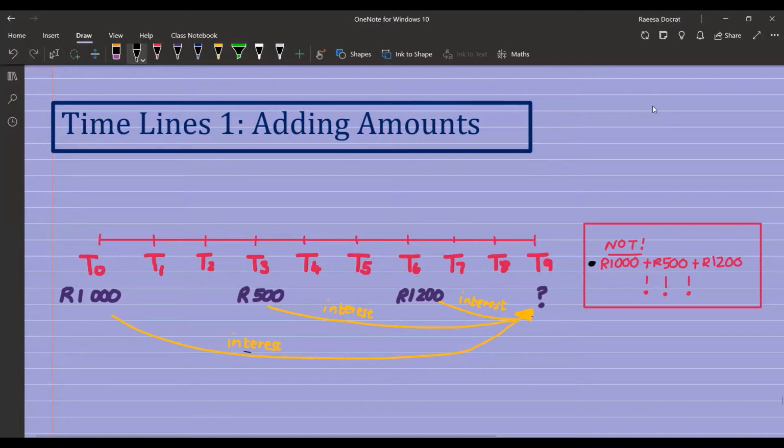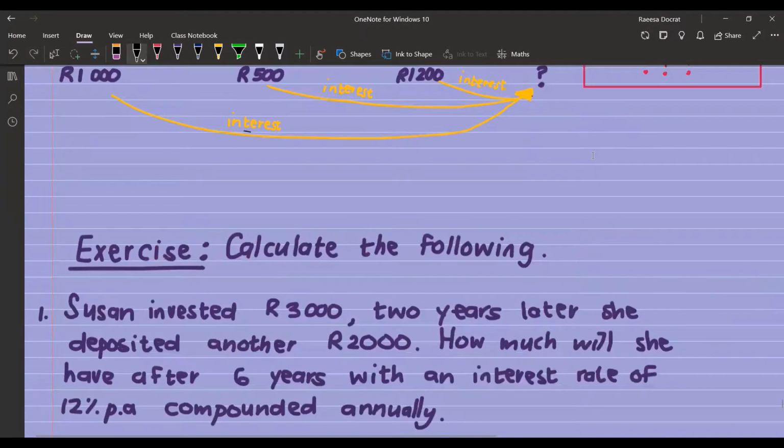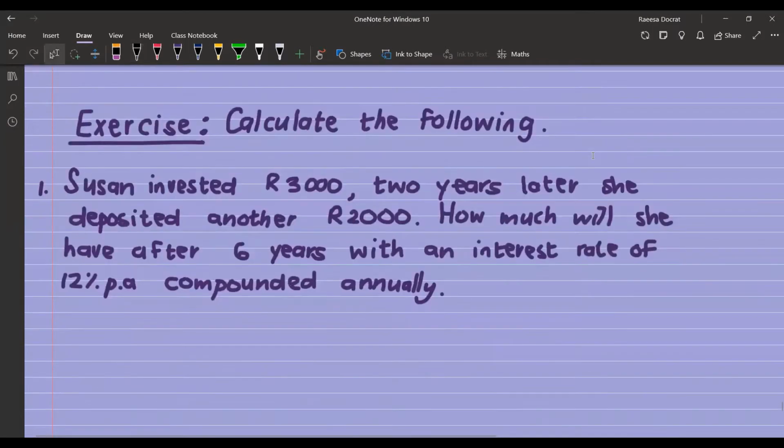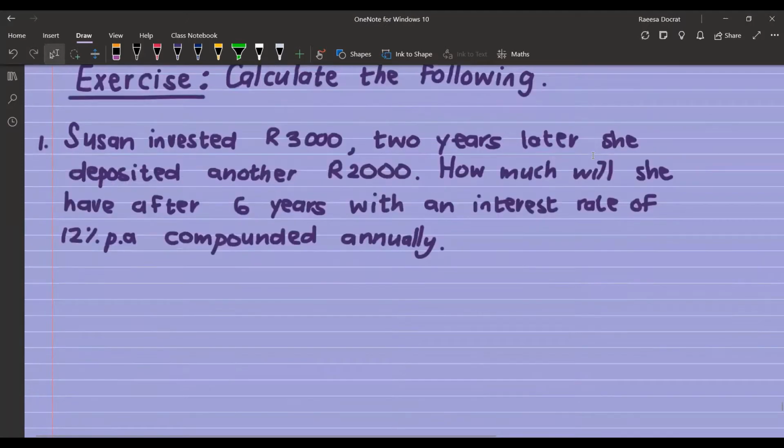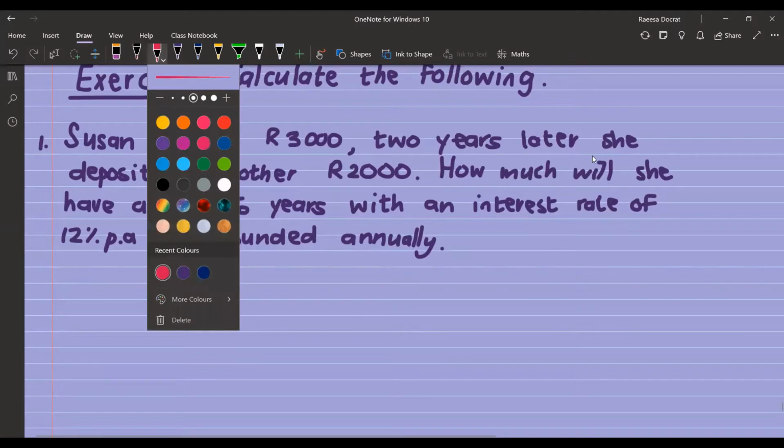So let us have a look at an example. Here it says Susan invested 3,000 Rand. 2 years later, she deposited another 2,000 Rand. How much will she have after 6 years with an interest rate of 12% per annum? So we're going to use the tool of a timeline.